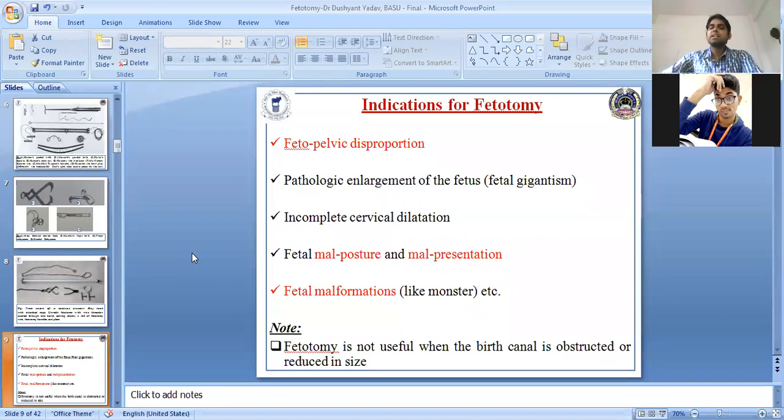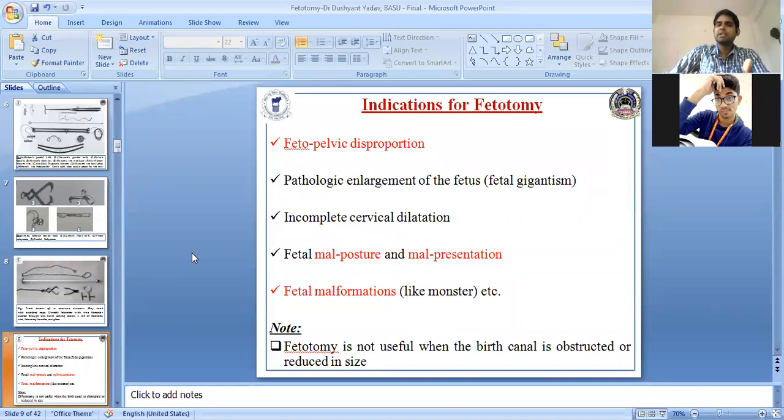So many indications are there, like the feto-pelvic disproportion. As you know that there is some feto-pelvic disproportion, which leads to dystocia. Feto-pelvic disproportion means either the size of the fetus is over or the pelvis is less. Pelvic diameter is less or the pelvis is small in the dam. So there is feto-pelvic disproportion, which leads to dystocia, and it is not very easy to deliver the fetus without any assistance. So phytotomy is very best suited in feto-pelvic disproportion.